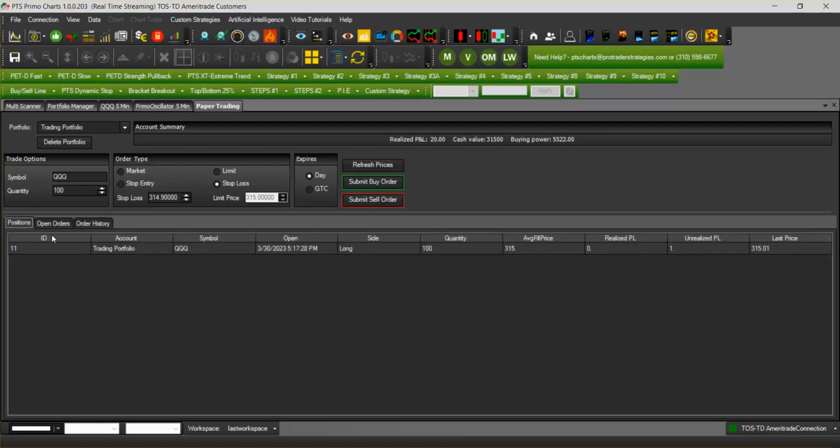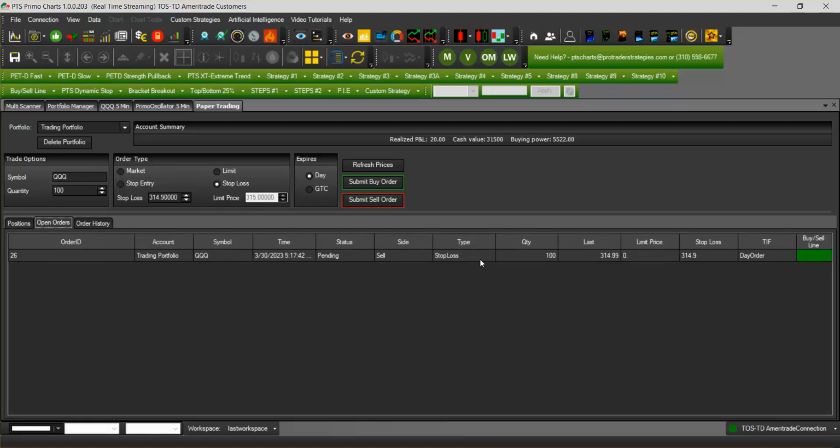So let's look at what we have. We have a long position at 315, and we have an open order for a stop loss at 314.90, and the current price is 314.94. So if it keeps going down, it's going to fill my stop loss. But I also want to make sure that if it goes up to 315.10, so we have a bracket. Okay, we have a bracket. So one of them was filled. Okay, this is happening very fast. So the stop loss was taken.